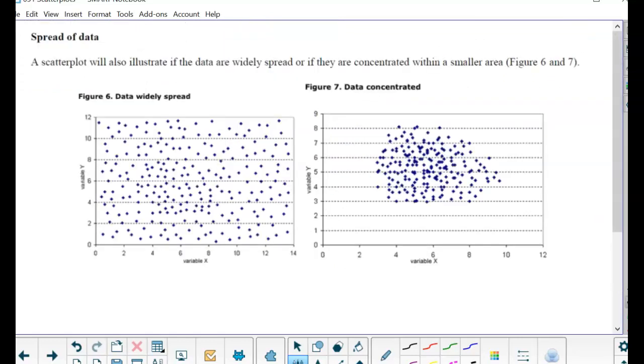Okay, so spread of data. The first one is all over the place. A scatter plot will also illustrate if the data is widely spread or if they are concentrated within a smaller area. So the first one, widely spread all over the place. Okay, concentrated in the next one, but still, what's the pattern? Who knows? Maybe it's impossible in this case to have a value of x that's between 0 and 3 and 10 greater. So you wouldn't even have a line going that far. We don't know enough about it. Okay, but that's concentrated. This one's spread out.